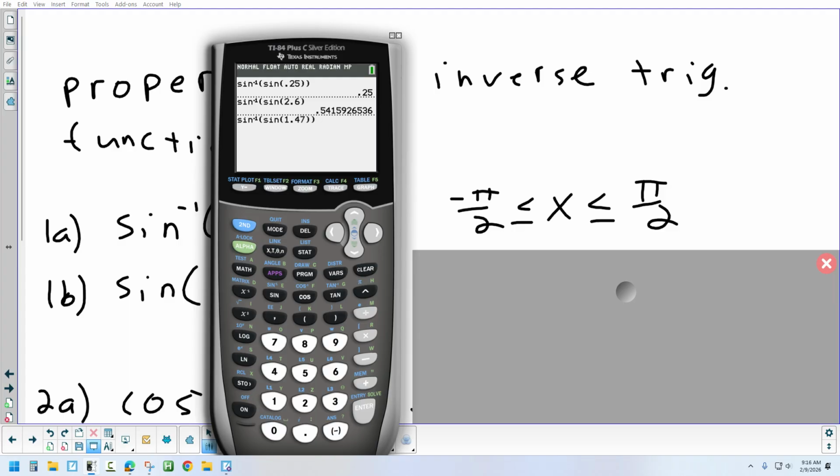What do you think? Layla, what do you think? What was the question? Will we get back 1.47? Yes, because 1.47 is less than or equal to pi over 2. Pi over 2 is, if you take 3.14 and divide it by 2, it's like 1.5 something. So that works.